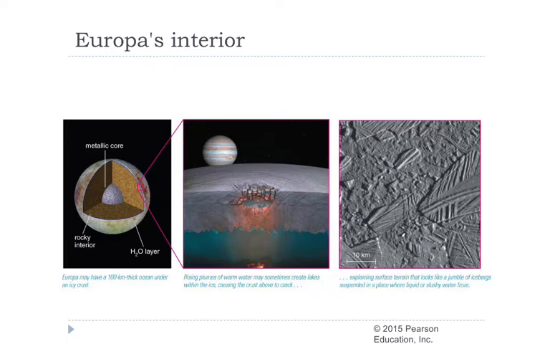Here are some artist renditions, the first two images, of what we think the core is inside, so some type of a metallic core in there, and then a rocky interior, and then a water layer. And that image in the middle is what we think is there's a thick layer of ice and then water underneath, again with a heat source. That's what is creating that liquid ocean underneath. And the image on the right, we see kind of these icebergs that are suspended over this kind of liquid slushy water.